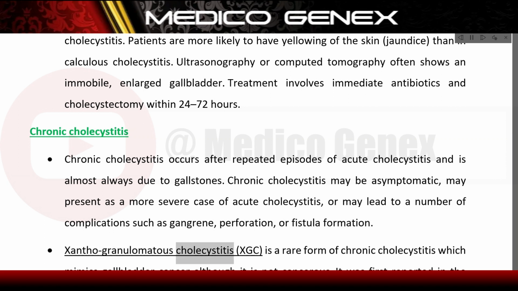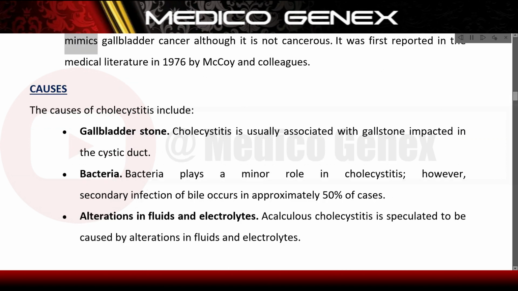Xanthogranulomatous cholecystitis, XGC, is a rare form of chronic cholecystitis which mimics gallbladder cancer although it is not cancerous. It was first reported in the medical literature in 1976 by McCoy and colleagues. Causes. The causes of cholecystitis include gallbladder stone. Cholecystitis is usually associated with gallstone impacted in the cystic duct.